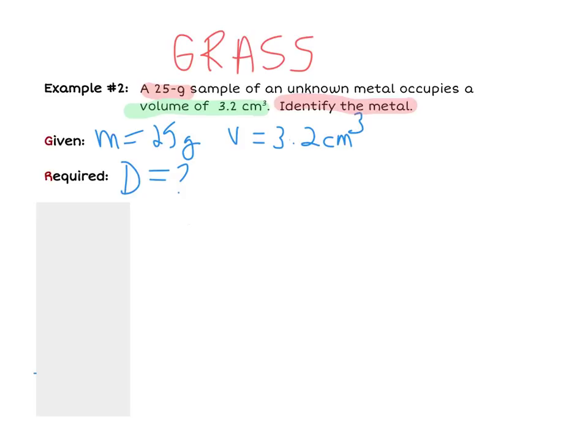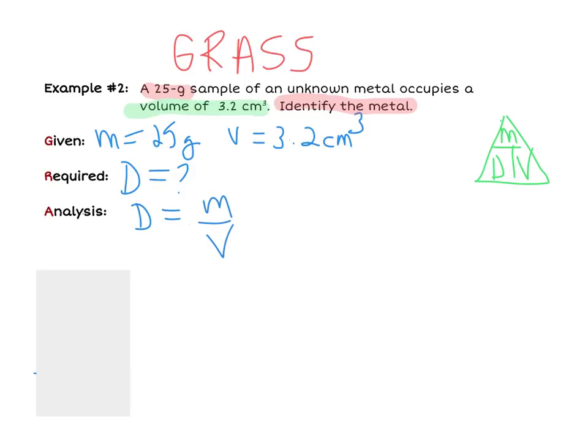All right, next. The next component of my problem solving is the A in the GRASS method, and that stands for analysis or analyze. This is where I'm going to write out the formula that I need in the right way. So let's write out our density triangle here. I know that density is equal to mass divided by volume. And by looking at my triangle, I know that I can write out my formula. Covering up D, I have M divided by V, and there it is.